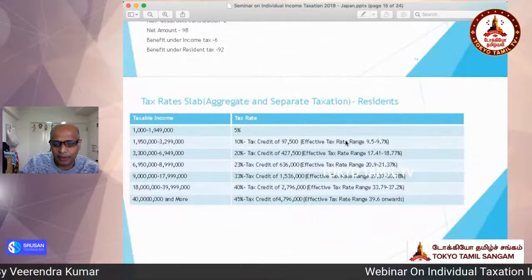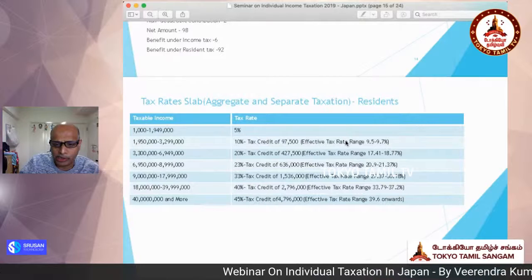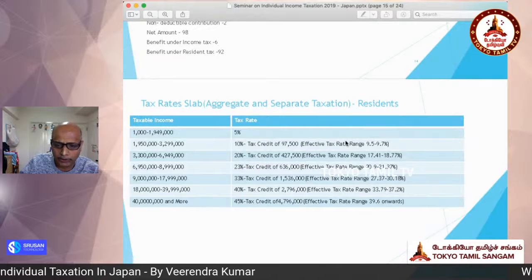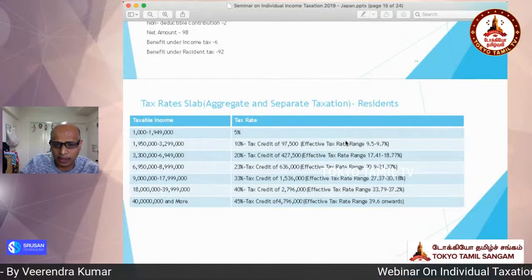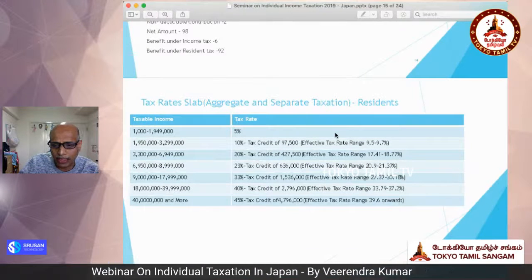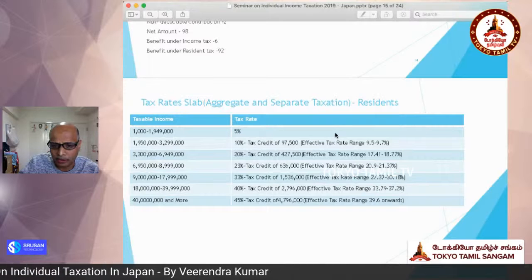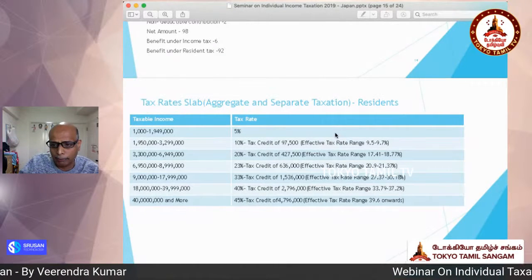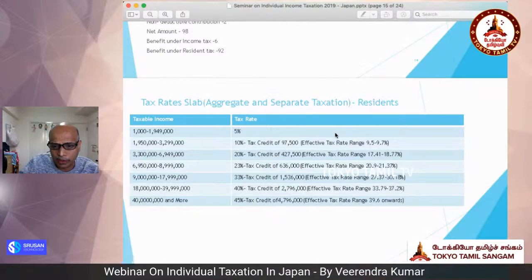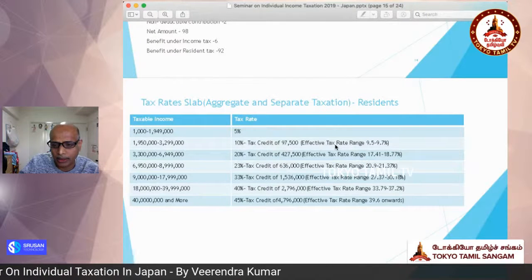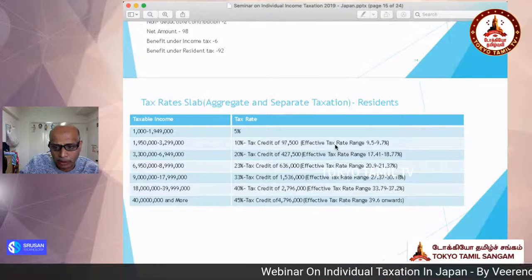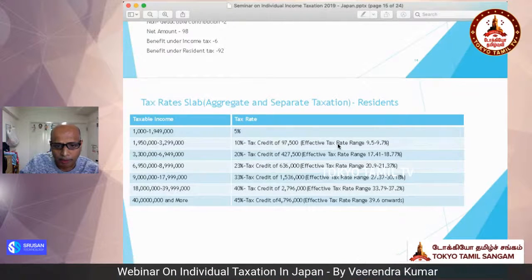These are the tax rate slabs currently applicable for 2019 and also for 2020. If you see, it starts from 5% and goes up to 45%. However, from the second slab onwards, there's a tax credit available. So the effective tax percentage will be between 9.5 and 9.7 in the case of the second slab. For each slab there is a tax credit available, and accordingly the effective tax percentages will be a little lower than what is mentioned on the left side.